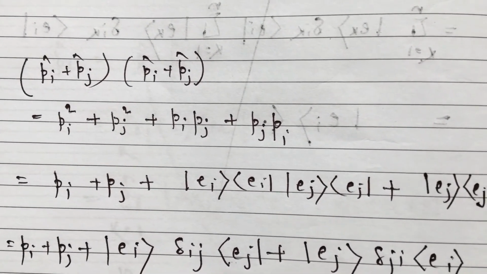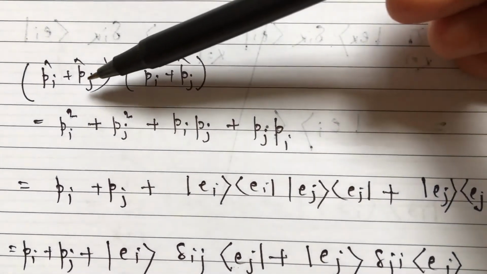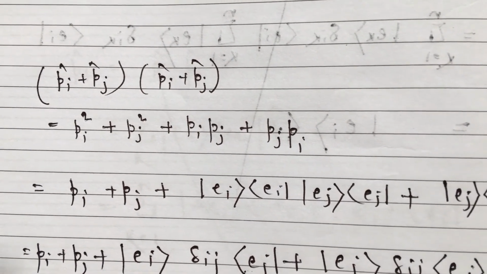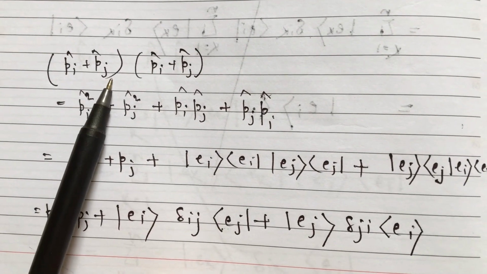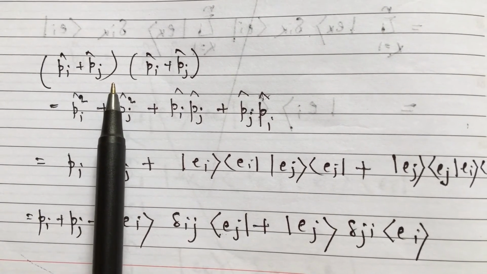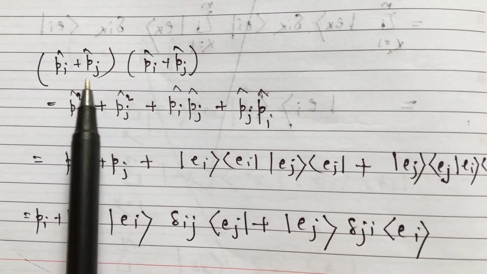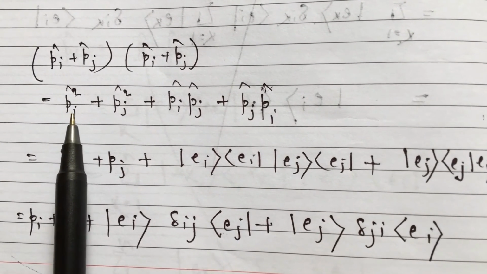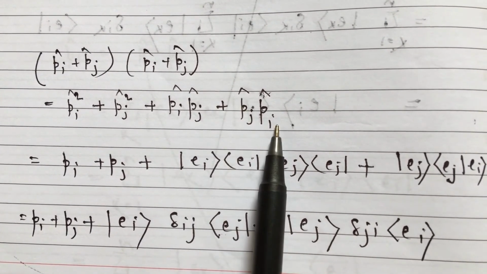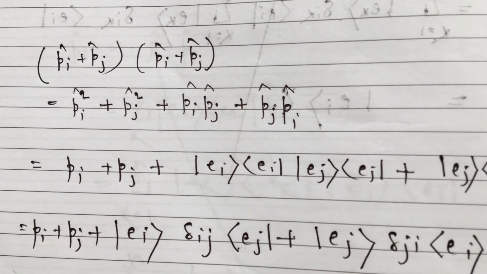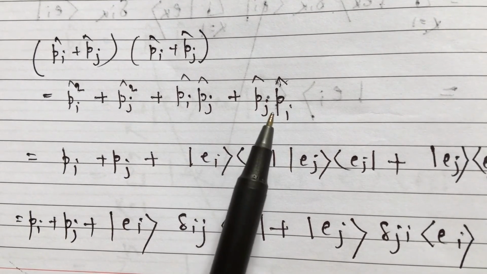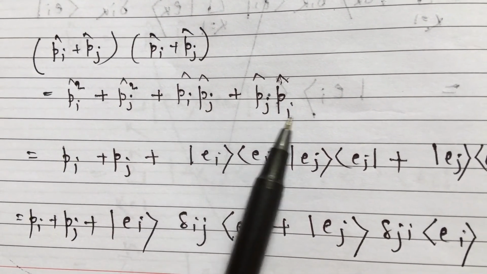For the second problem, I need to prove that Pi plus Pj is also a projection operator. That means we need to prove that Pi plus Pj whole square equal to Pi plus Pj. Now let's start. For Pi plus Pj whole square, I can write this. So I need to multiply it. Multiplication gives me Pi square plus Pj square plus Pi Pj plus Pj Pi, as these are operators. So order of operation is very important. So I can't just write it as 2 Pi Pj or 2 Pj Pi, instead of writing Pi Pj plus Pj Pi.